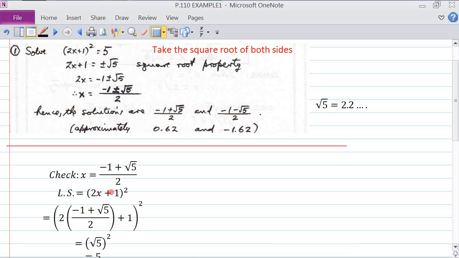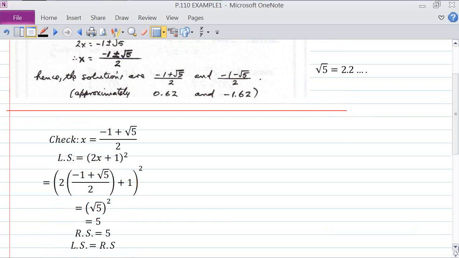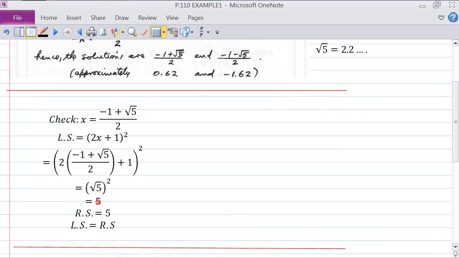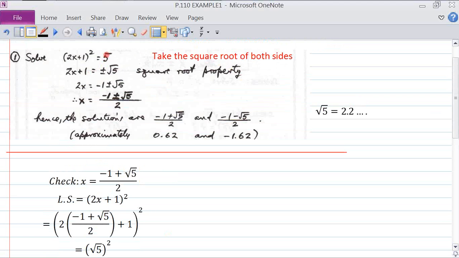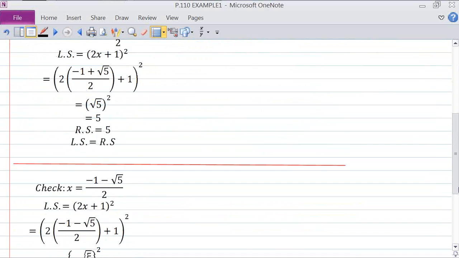And plus 1 represents this one. This squared represents this. This 2 represents this. And of course, this is the x. Now notice the 2's cancel here. This 2 will cancel with this 2, so we'll be left with minus 1 plus root 5 plus 1. So the minus 1 and the plus 1 cancel, and I've just got root 5 squared, which gives me 5. And if we look at the right side of this equation, we see that it equals 5. So the left side equals the right side.